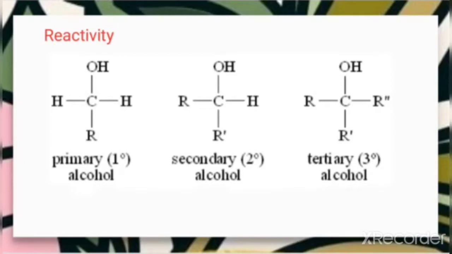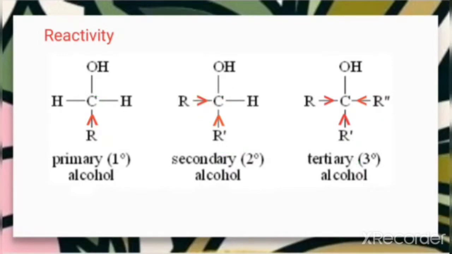The alkyl group releases electrons, that is, it is an electron releasing group. It releases the electrons in such a way that the electron density increases towards the carbon atom. You can see here two alkyl groups are there, so more electron density on the carbon. Here three alkyl groups are there, therefore this carbon will have more electron density.